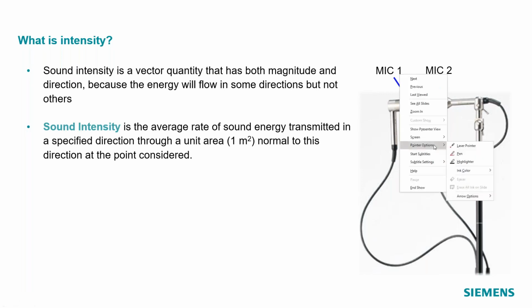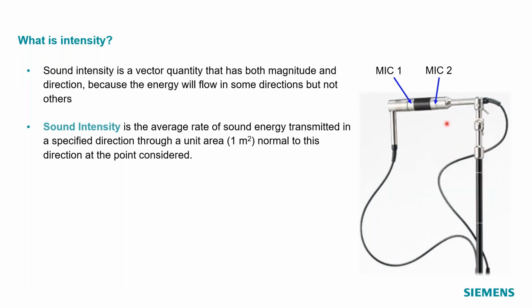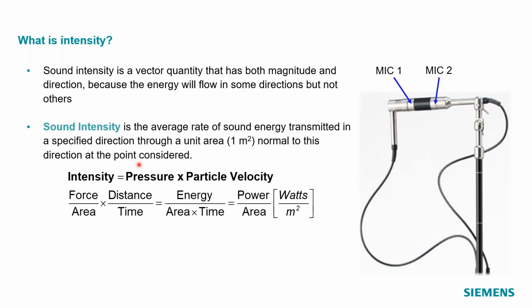So let me change my pointer to a laser pointer here. And so this probe, because it has two microphones, can only measure sound intensity along the axis of the microphones, or along the axis of the probe, okay? If the sound's flowing this way, we're not going to be able to measure it because the microphones are out of that vector orientation, okay? So we measure sound intensity in a particular direction. It's going to be really important when we start to use these things. We have to keep that in mind.